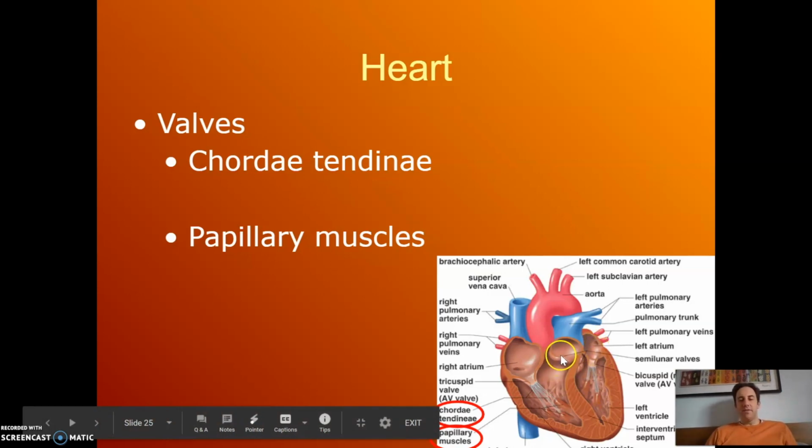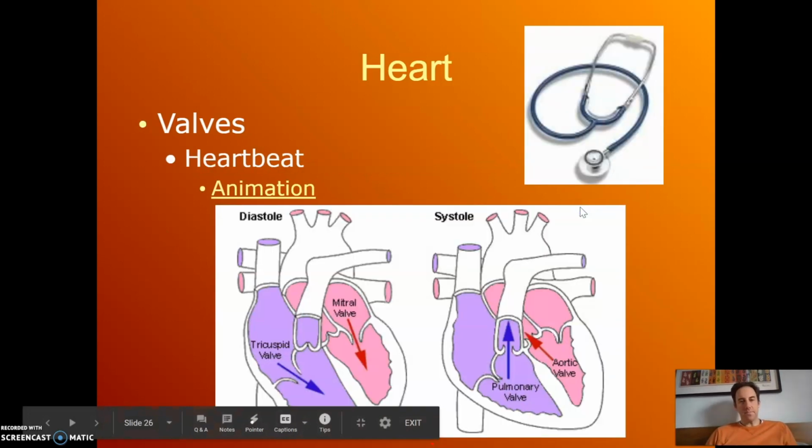The semilunar valves don't need chordae tendineae because when the heart contracts, boom, then the blood is off and very little will come back and trickle down and hit that.